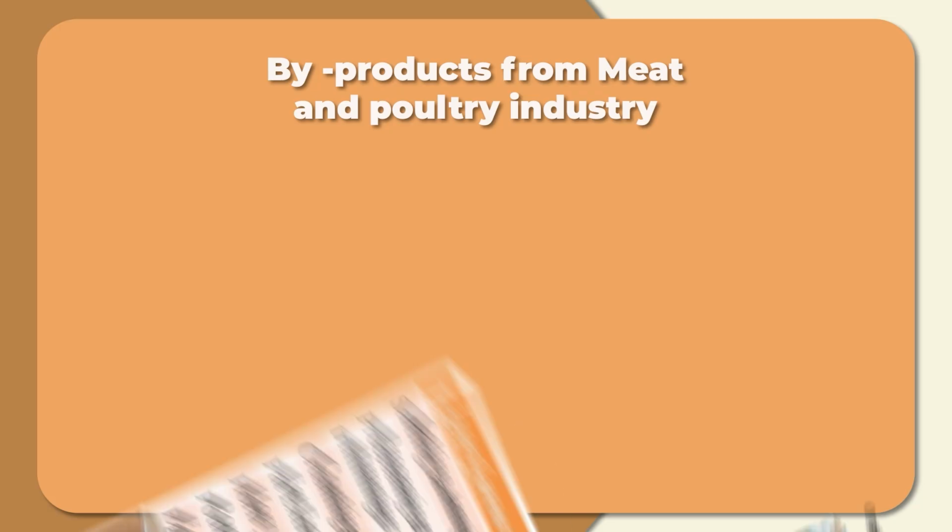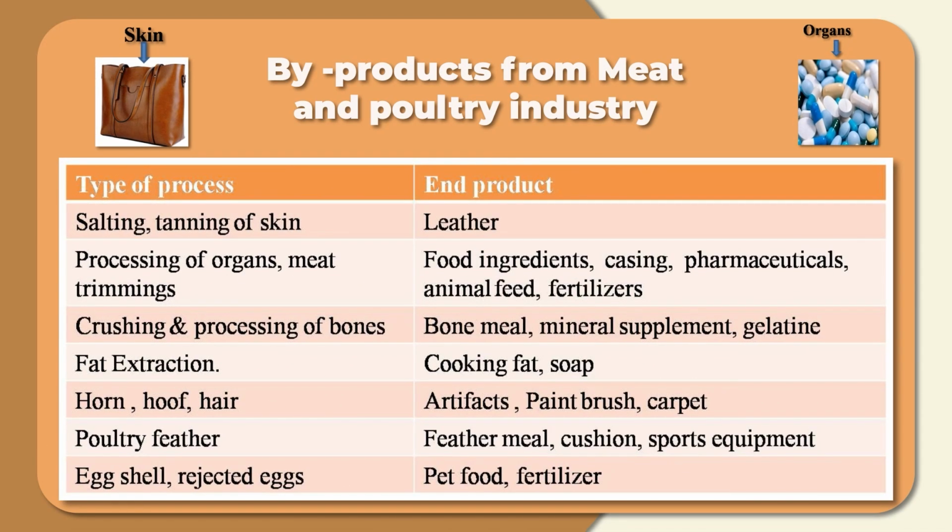Then here you can see examples of the byproducts from the meat and poultry industry. The skin of the animal, which is removed during meat production, can be salted and tanned for the preparation of value added products like leather. Then the organs of the animals and the meat trimmings can be processed into different food ingredients, casings, pharmaceutical products, animal feed or fertilizers. The animal bones can be crushed and processed into bone meal, mineral supplement or gelatin.